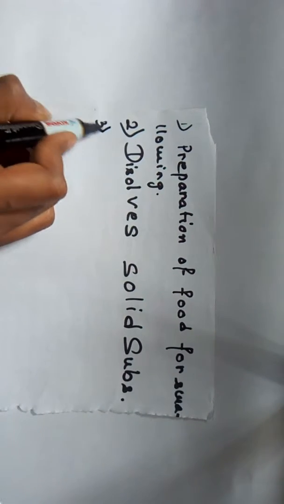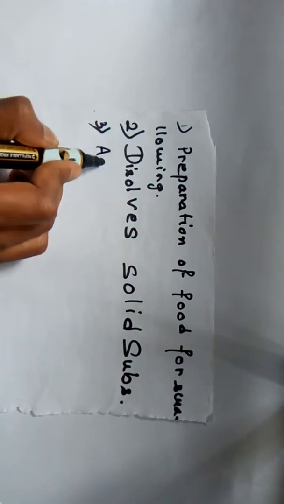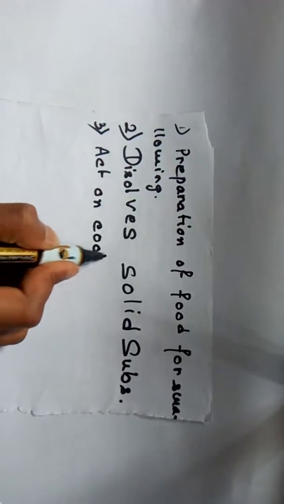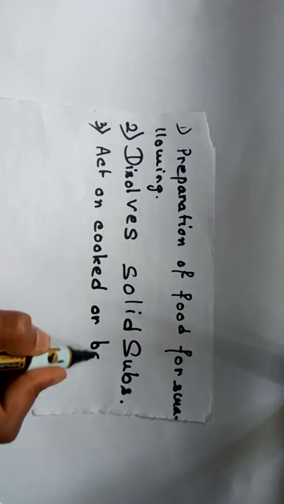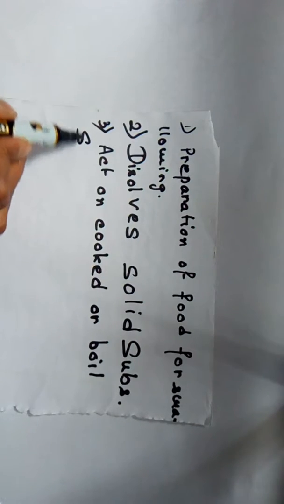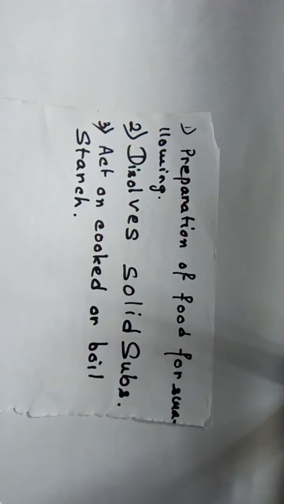Number three, it acts on cooked or boiled starch. Salivary amylase acts on cooked or boiled starch and converts it into maltose. So we can say that starch digestion starts in the mouth.